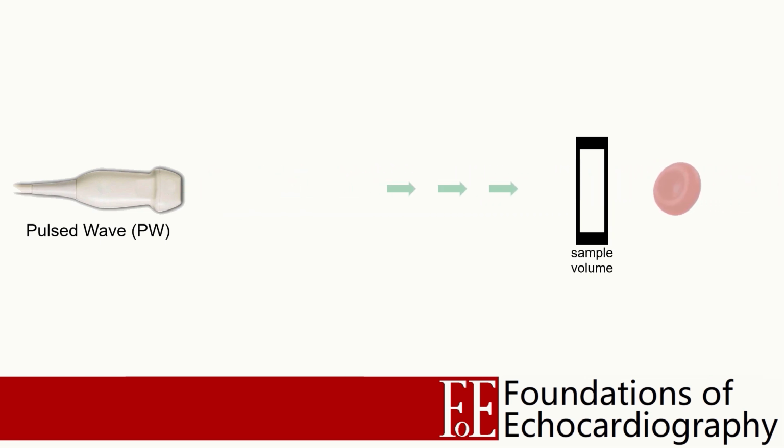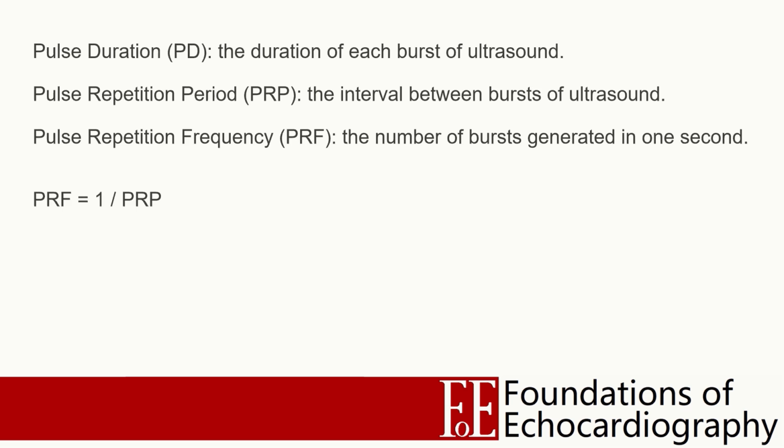We can see now how the depth of the sample volume dictates how frequently the probe can generate new bursts of ultrasound. In this example, the probe must wait at least 134 microseconds before generating a new burst of ultrasound. We refer to this duration as our pulse repetition period. We can now calculate the maximum possible number of pulses that can be generated in 1 second, which is our pulse repetition frequency. So in this example, our pulse repetition period is 134 microseconds, which means that the most pulses we could possibly generate per second is 7,462. Our pulse repetition frequency is 7,462 Hz.